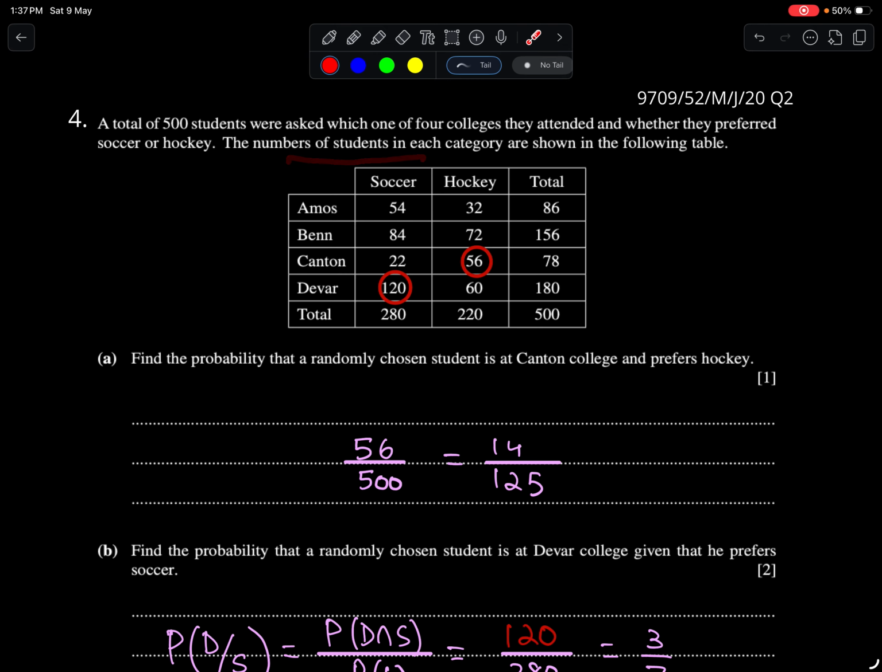For these types of questions, you must have totals, these totals. Although the examiner may have given you, but if not, then do the totals, horizontal and vertical, row totals and column totals.